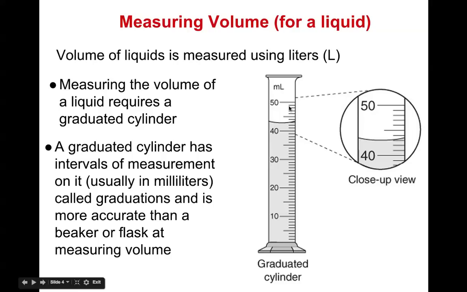And what a graduation is, is separations. So each one of these lines that you're seeing here is a separation from 1 milliliter to the next. And this one happens to be 50 milliliters total of volume that it can measure fairly accurately. The larger the graduated cylinder, the more error there is with that cylinder, and the smaller it is, the more accurate it is. Okay, so bigger cylinders are not as accurate as smaller ones.